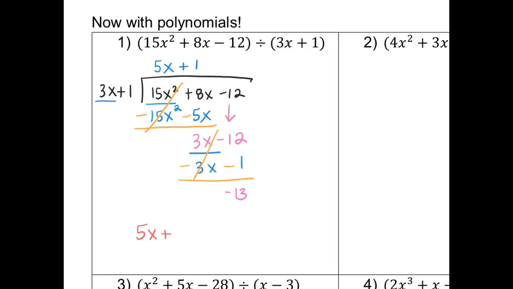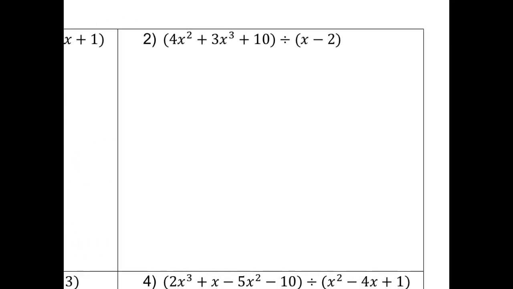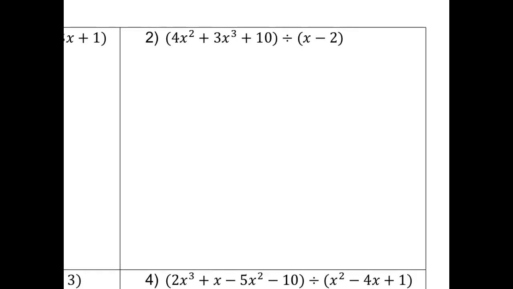So now let's write out our answer. 5x plus 1 plus negative 13 over 3x plus 1. The process is the same. Now you just have x's involved. Now, when you go to start these problems, you do need to double check that your polynomials are in standard form and every term is represented, every exponent rather, past the largest.